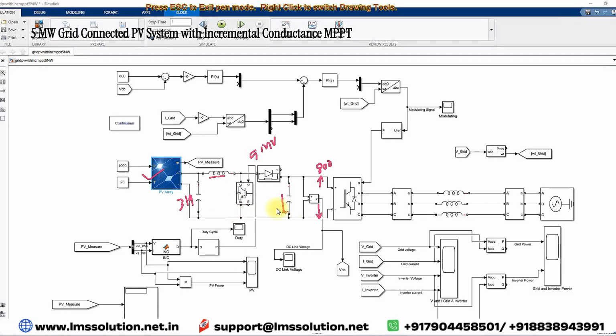Already we have a lot of videos about designing the boost converter. You may check my YouTube channel for designing a boost converter, and how we calculate the L and C values. So just go and check my YouTube channel.